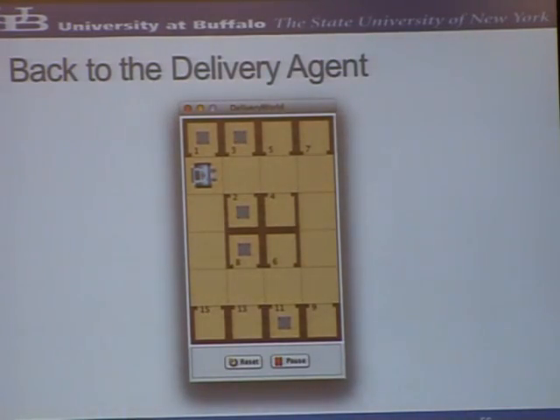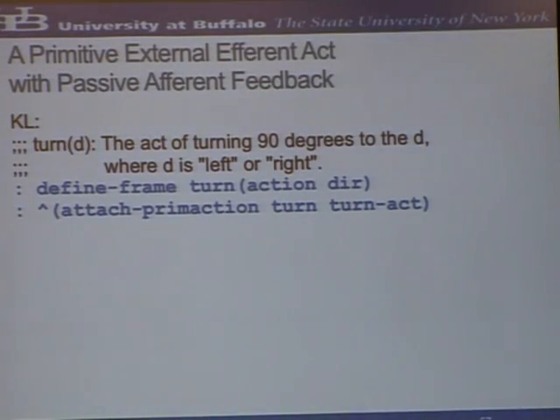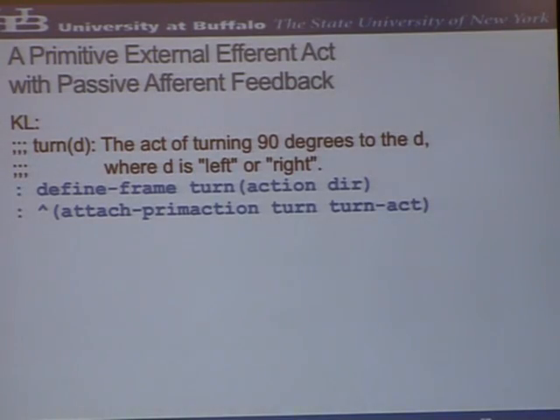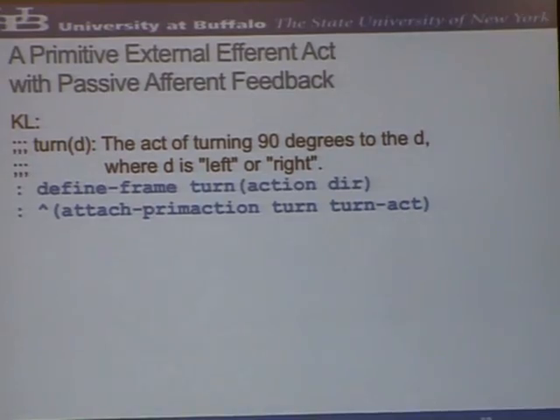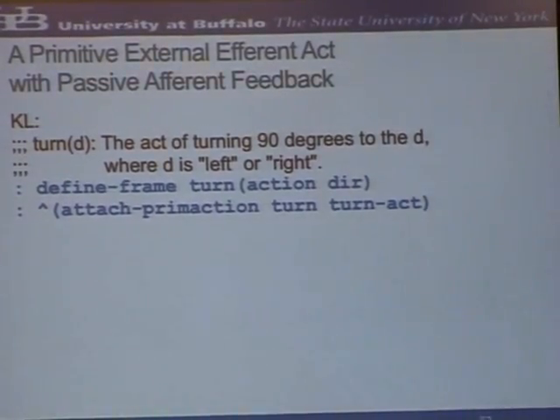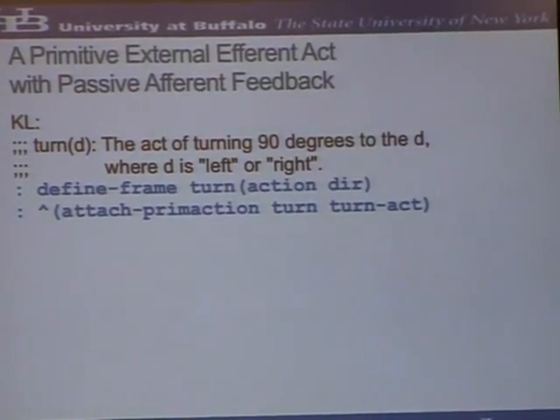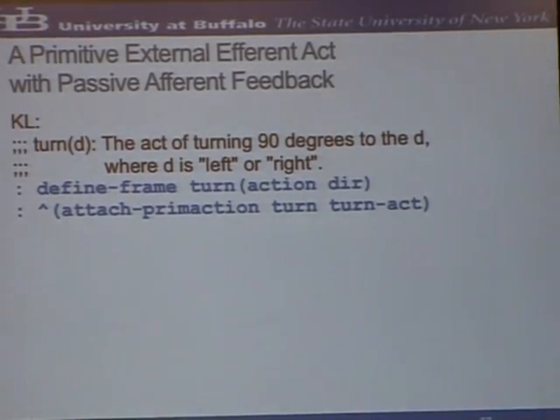Finally, back to the delivery agent. So here is a primitive external efferent act. This is psych speak, right? Efferent and afferent. Efferent is doing things and afferent is sensing things. A primitive efferent act with passive afferent feedback. That's a mouthful. So sometimes we sense things without particularly trying to, right? The difference between seeing and looking, right? Looking is intentional and seeing isn't.